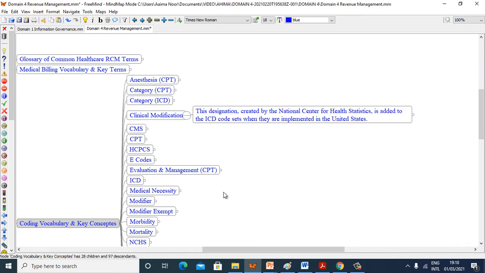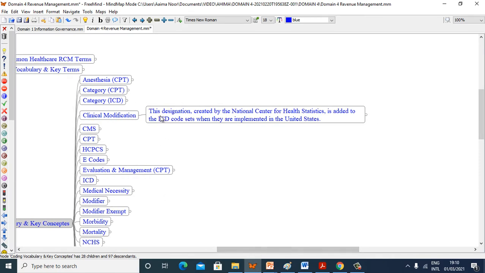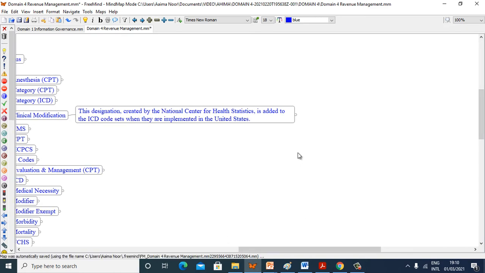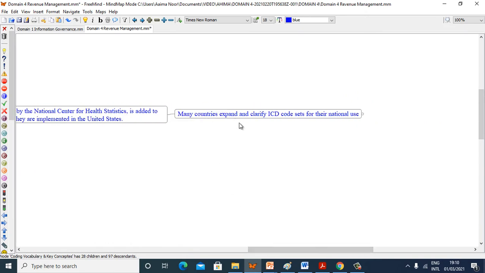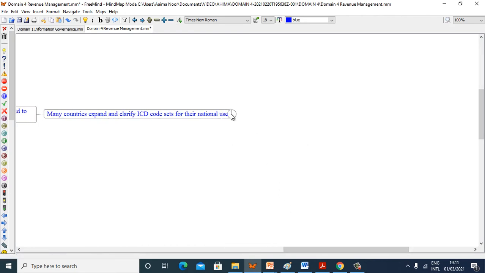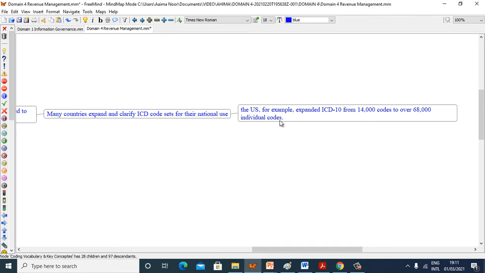Clinical modifications. This designation, created by the National Center for Health Statistics, is added to the ICD code sets when they are implemented in the United States. Many countries expand and clarify ICD code sets for their national use. The US, for example, expanded ICD-10 from 14,000 codes to over 68,000 individual codes.